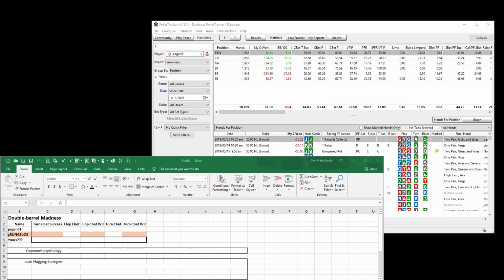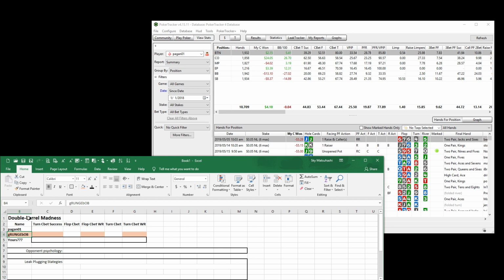Alrighty, one of the leaks I help you plug in the webinar is called Double Barrel Madness. Pagan01 and GrungeBob are lovely listeners. They each sent me about 10,000 hands so that I can use those hands to go through, find, and help them plug leaks. And in turn, in the webinar, I'm helping you do it too, right?